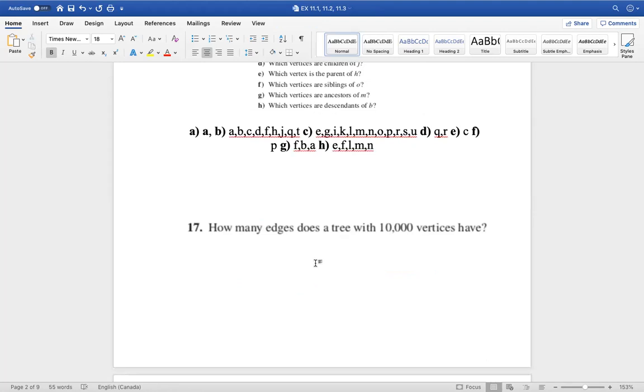How many edges does a tree with 10,000 vertices have? We have a formula for calculating the edges. This is basically E equals N minus 1, where E is the number of edges and N is the number of nodes. Here we have 10,000 nodes or vertices, so 10,000 minus 1. We get 9,999 edges.